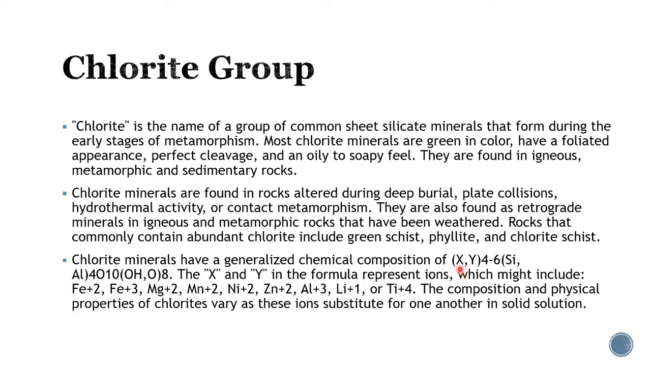This means X and Y could be different, like iron, magnesium, aluminum, right? So they could be 4 to 6 atoms. Silicon and aluminum could be 4. In this, oxygen could be 10. I mean, for 4 silicon, there will be 10 oxygen atoms. And then the hydroxyl group or water is attached with them.